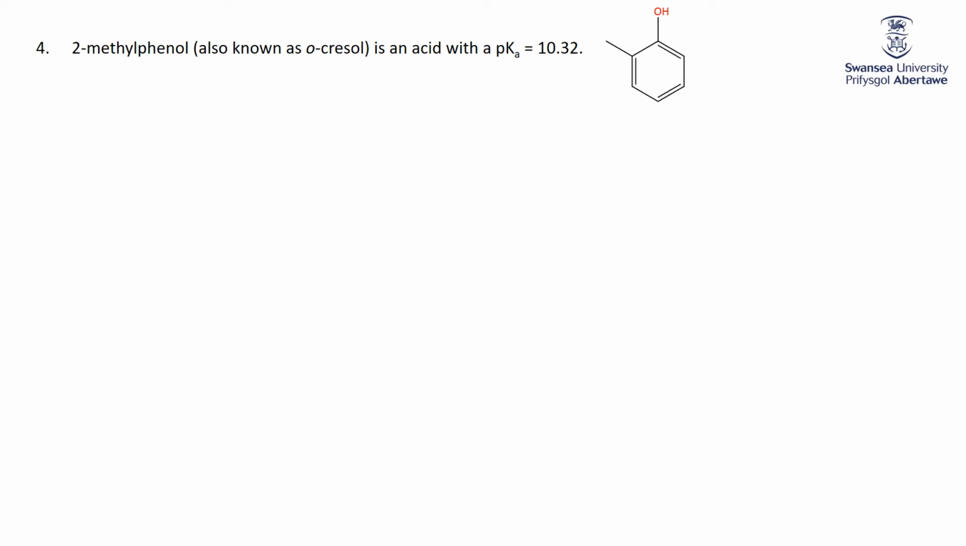Finally, our phenol question, 2-methylphenol. Any methylphenols are cresol, and this 2 means that the methyl group's next to the phenol, which is the ortho position. So instead of 2-methylphenol, we can call this orthocresol. It's an acid with a pKa of 10.32.